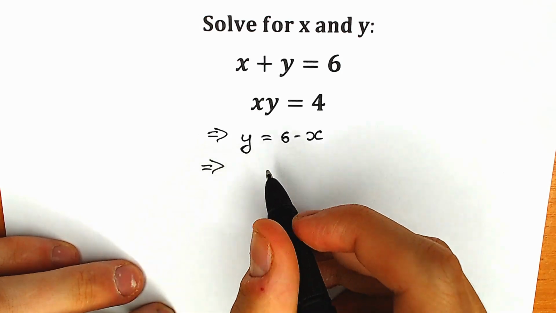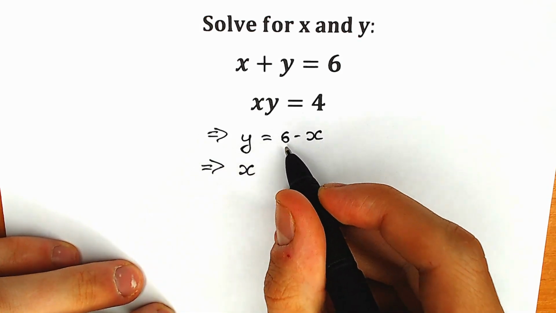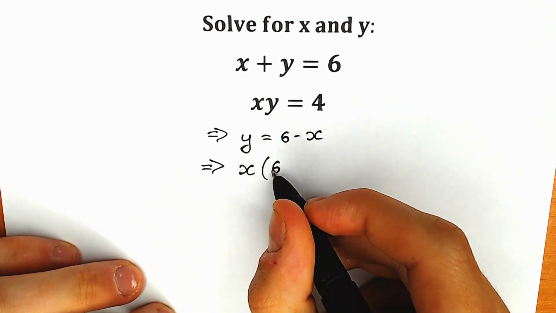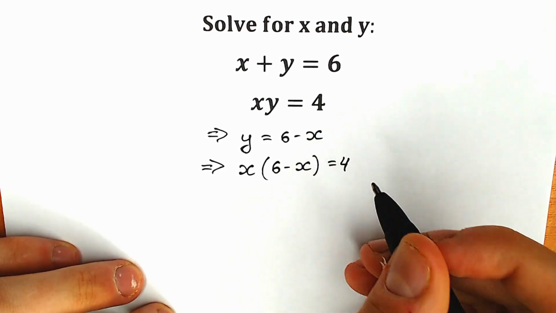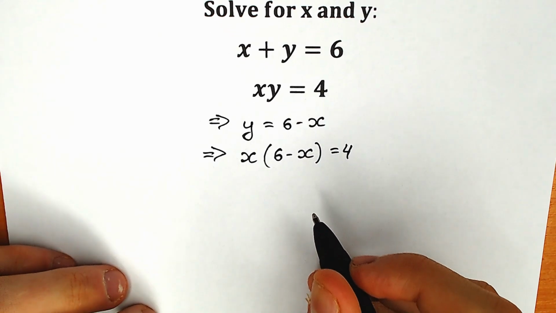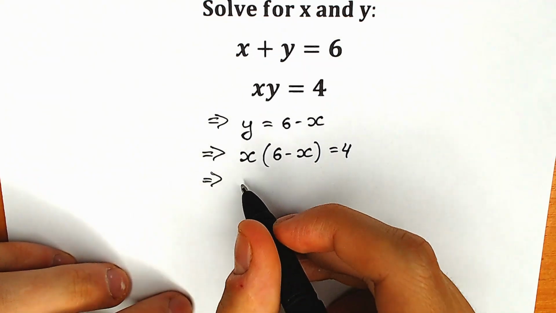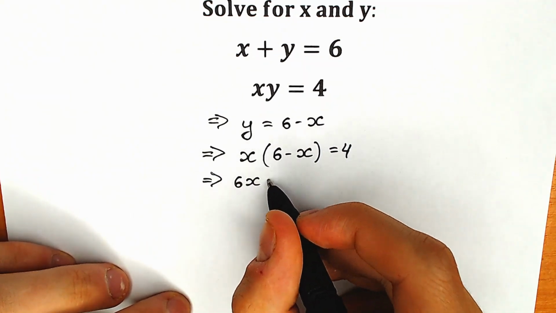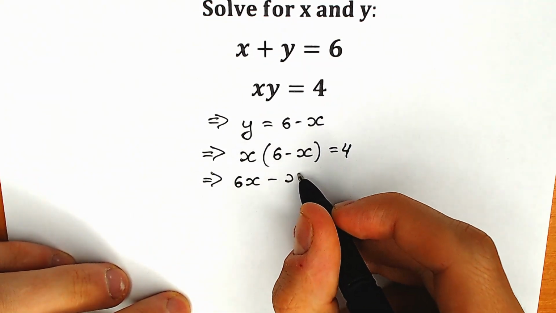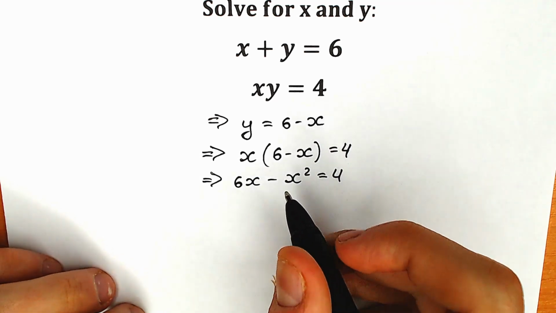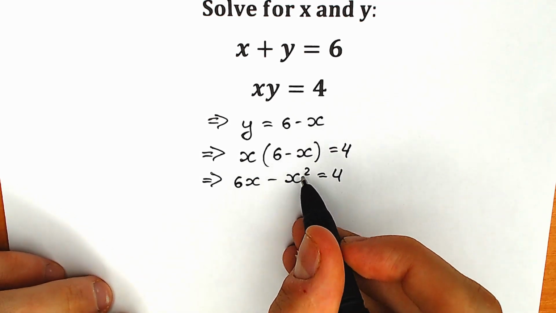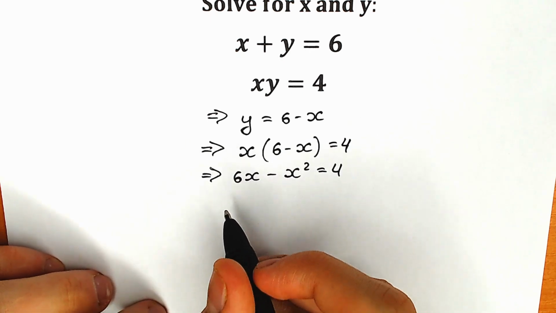As a result, what do we have? x times this 6 minus x, equal to 4. It looks like it will be a quadratic equation, but let's see what will happen. So as a result, we have 6x minus x squared equal to 4. Yeah, this is a quadratic equation, but it's not the great order for us because we prefer x squared in the first position.